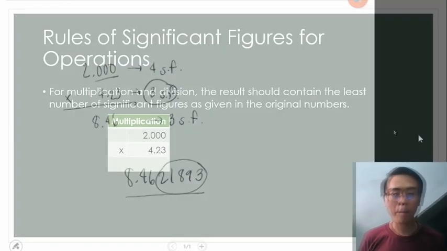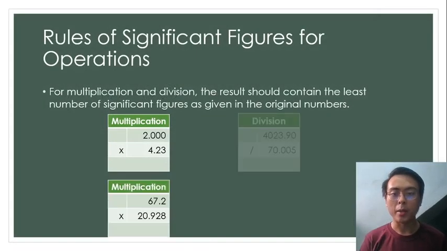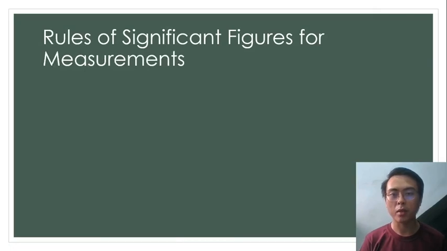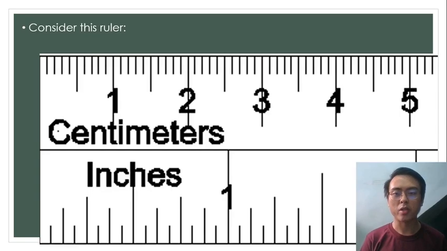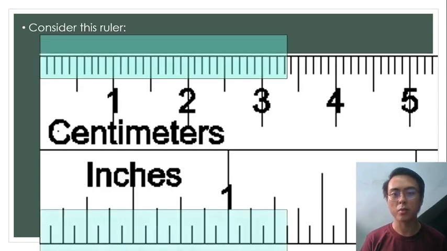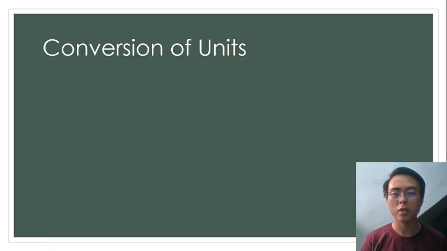Okay, going back, skipping these examples. For measurements, I would also be skipping this. This is irrelevant. Basically, you just need to rely on the number of significant figures of the given to determine how many significant figures you have in your final answer.